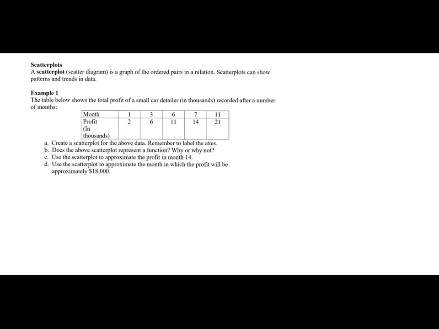So they want us to create a scatter plot for the data and label the axes. Now think of the month as like our X and the profit, the Y. So the number of months, you're hoping it's a business that each month it goes up in profit. So let's take a look and draw our scatter plot. Now our months are our X values.